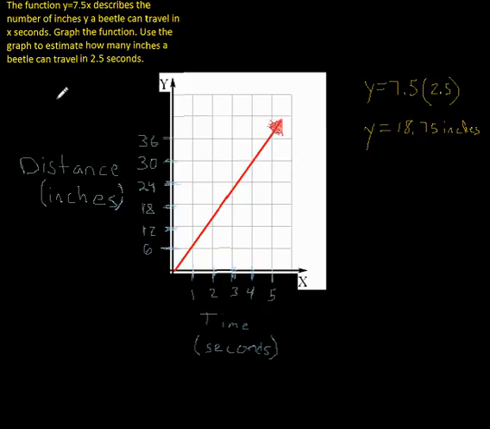So in this entire section, you've learned to graph functions, to analyze the graphs and those functions, and also to interpret, in this example, the inches a beetle can travel in a certain amount of seconds. Neat.